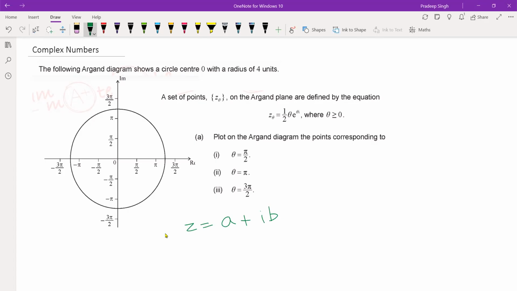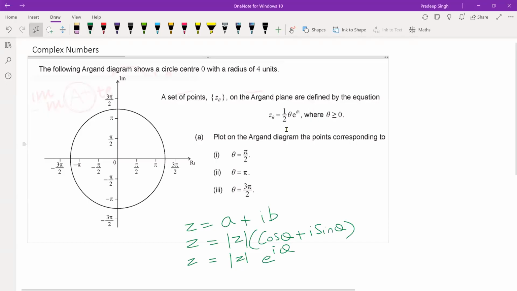Then the same complex number can be represented in the polar form, the modulus-argument form. It's written like this: mod z (cos theta plus i sin theta). That's the second form. And the third form is often called Euler's form. So z is equal to mod z e to the power i theta. Now if you analyze the given equation with the three forms, you can easily identify that the equation is in Euler's form. So let's compare the given equation with Euler's form.